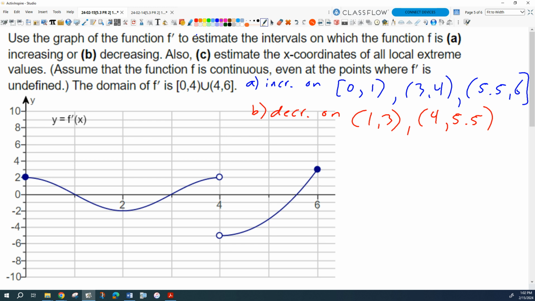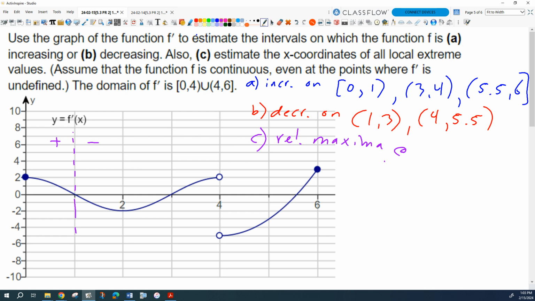So part C, now we want the x coordinates of all local extreme values. Let's be even more specific. We're going to have relative maxima at what values? Let's see. Here's a place where we're transitioning, right? That one right there. Is that going to be a maximum or a minimum? It's going to be a maximum because we're going from increasing to decreasing, right?